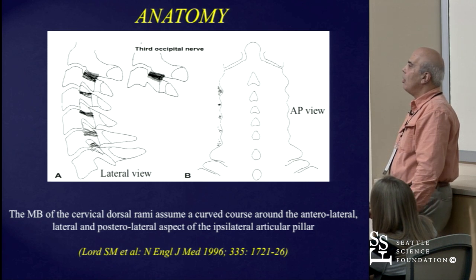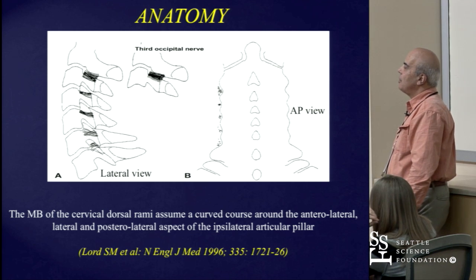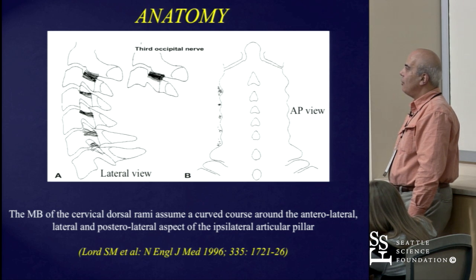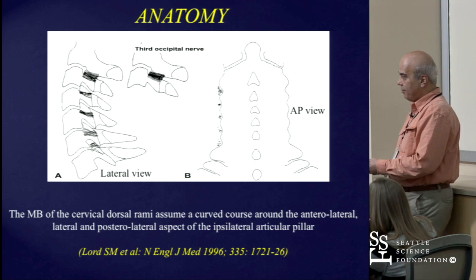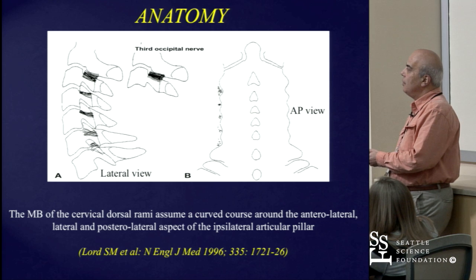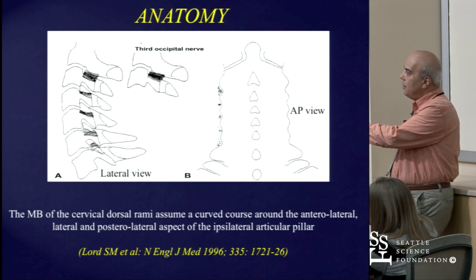A little bit of the anatomy of the medial branch nerves of the cervical facet joints. As we said before, the medial branch of the cervical dorsal rami curves around the anterolateral, lateral, and posterolateral aspect of the ipsilateral articular pillar, as you can see both in this lateral view cartoon and in this AP view cartoon. These are the locations for the C3, 4, 5, 6, and 7 medial branch nerves.